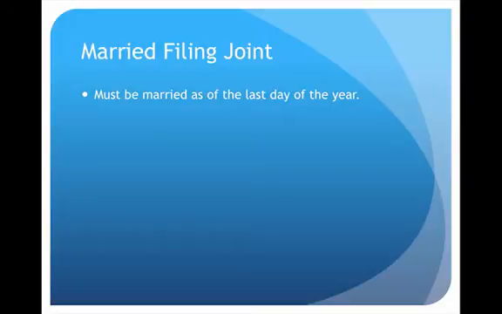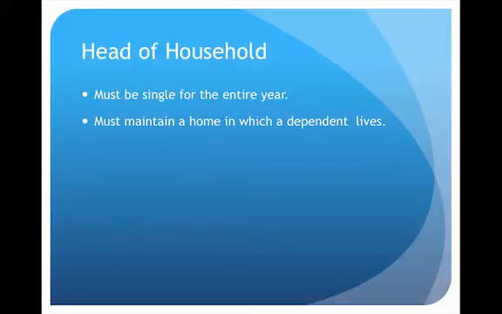And of course, the married filing joint standard deduction is double what it would be for a single person or for married filing separately. And then you have the head of household status. Now, this status has a couple of rules associated with it. First of all, you cannot be married, and just like the single filing status, you must be single for the entire year. But there's a second rule, and that second rule is that you must maintain a home in which a dependent lives.